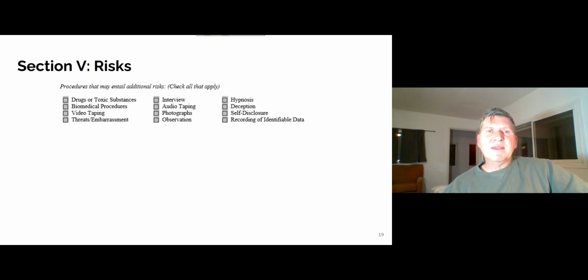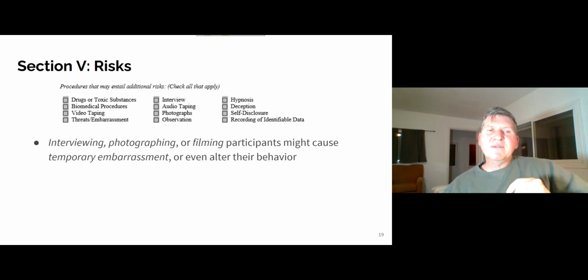So next comes the risks. And you can see here they've got some check boxes of some risks, and you would include one or more of these. So interviewing, photographing, or filming participants may cause temporary embarrassment or even alter their behavior because of the thought that they're being watched. We talked about this with the Hawthorne effect.